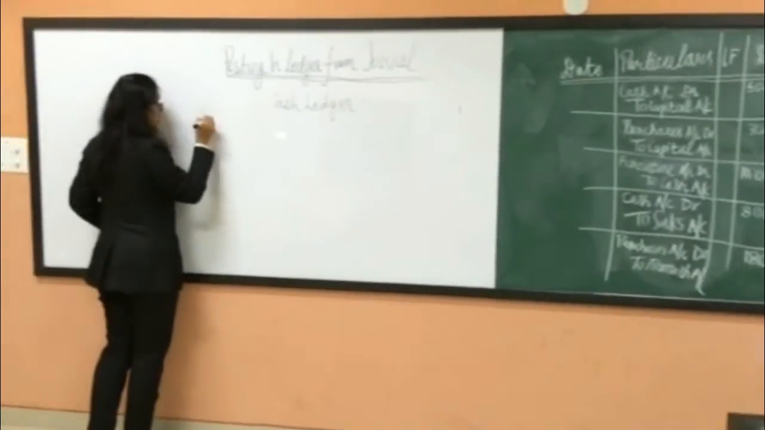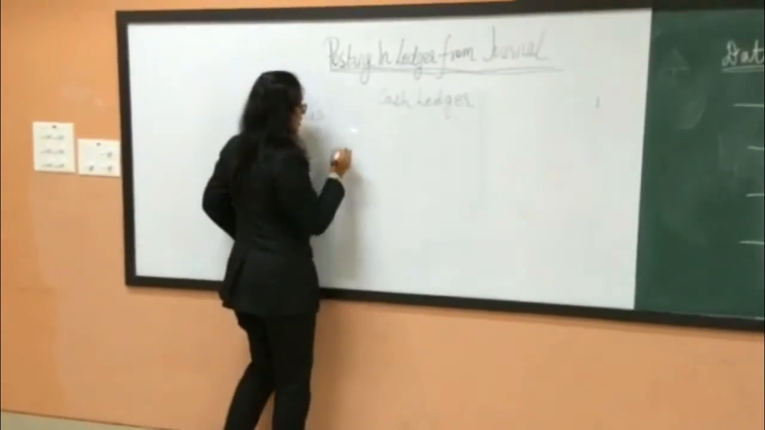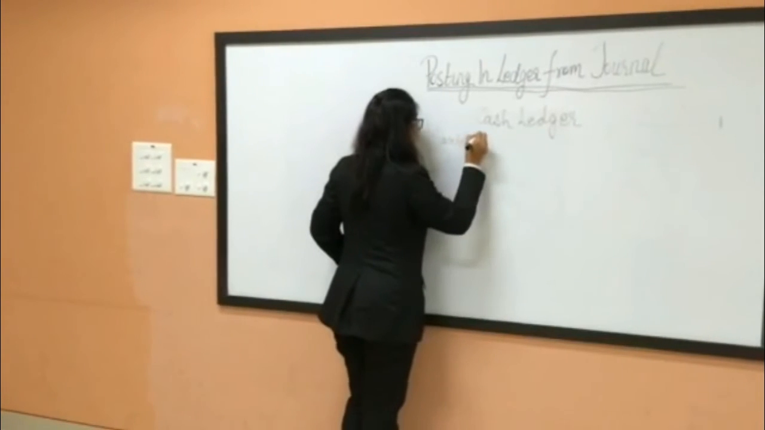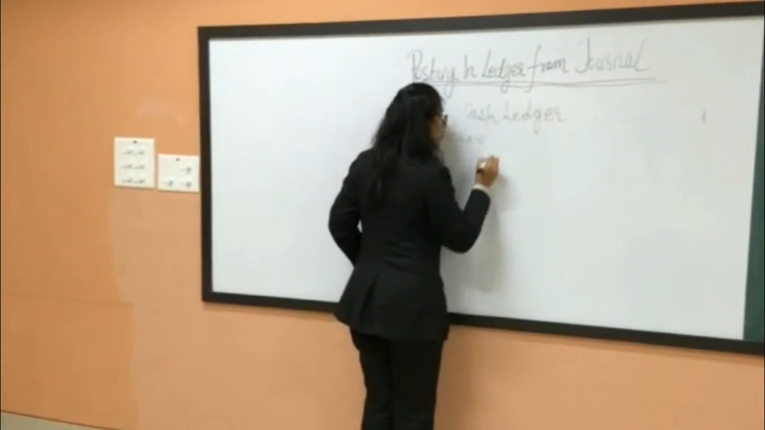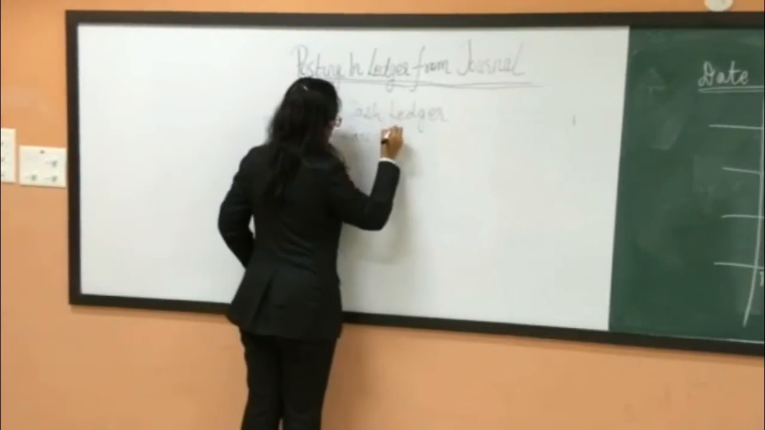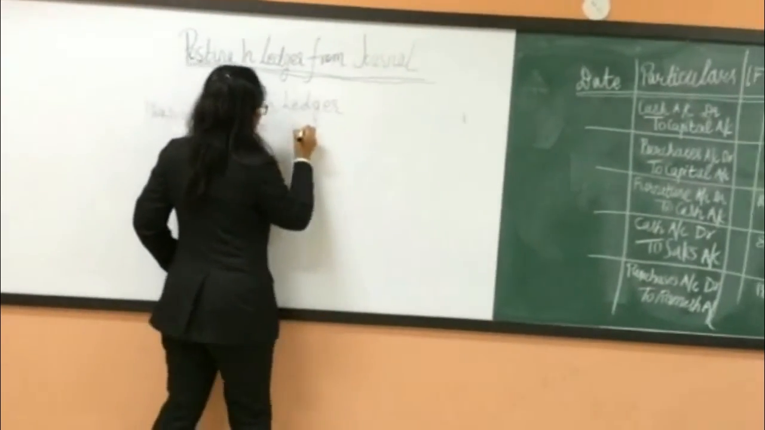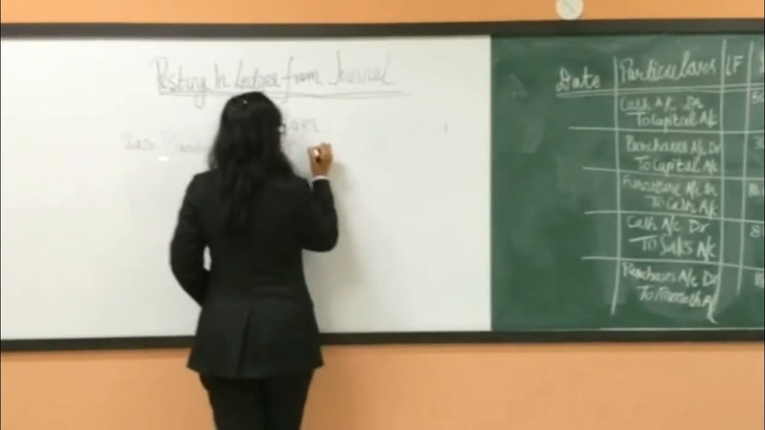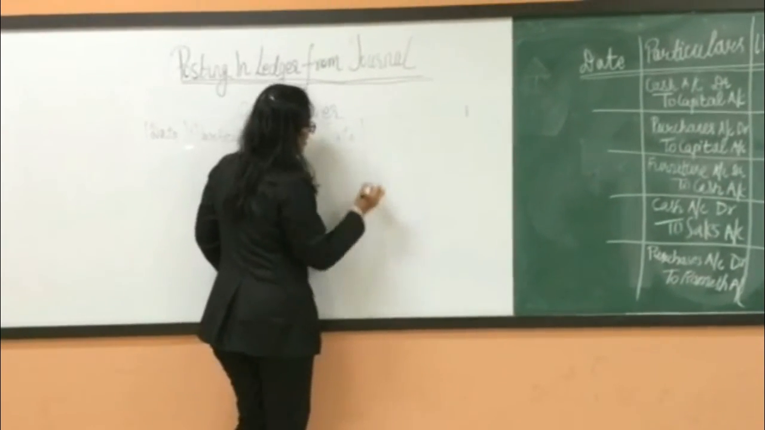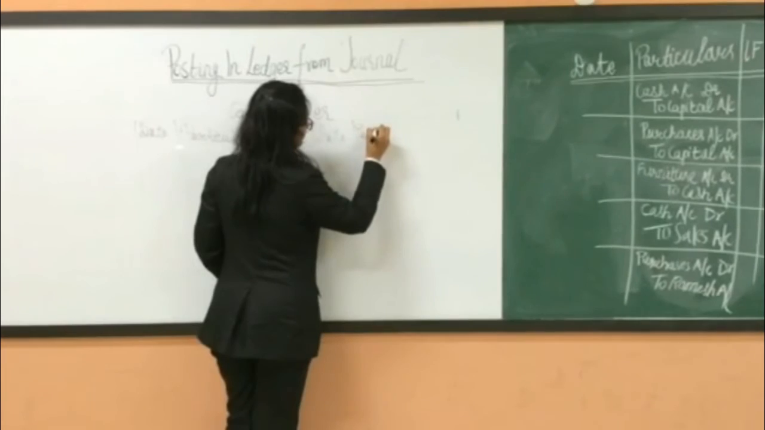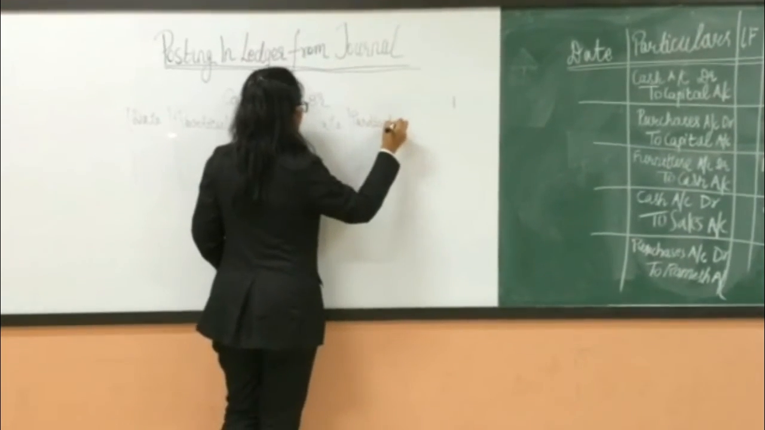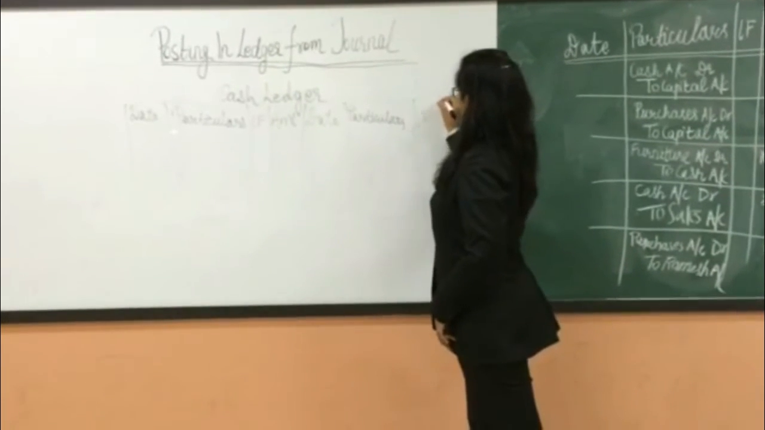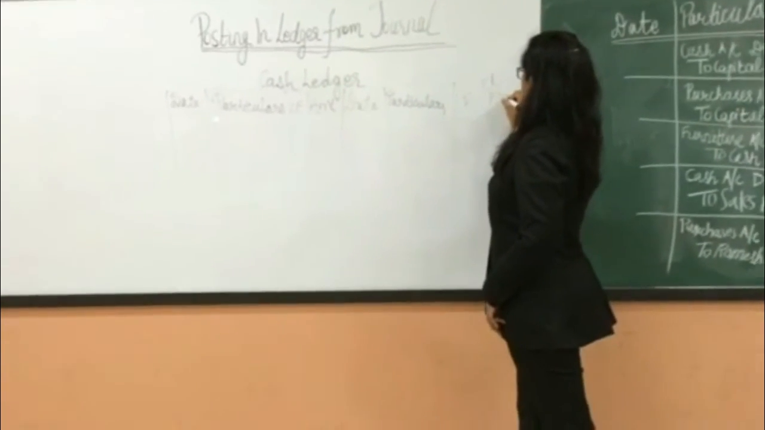First column is my date column, particulars, ledger folio, amount. This is for the debit side, and similarly I have the same format for the credit side. Date, particulars, ledger folio, and amount.